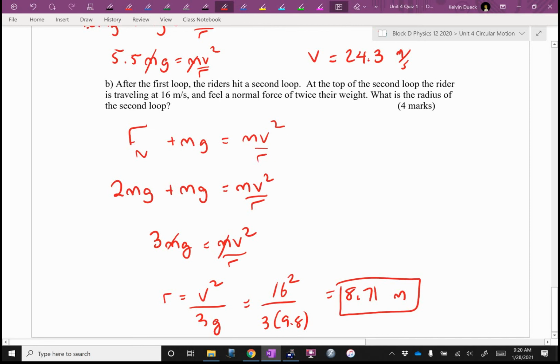For 4 marks, I'd give you 4 out of 4 if you got the right answer. Otherwise, I would probably go 1, 2, 3, 4. Okay? So for a roller coaster loop, as far as I'm concerned, don't hand it in. I'm actually just going to collect the scores. I want you to be able to hang on to these to study from.